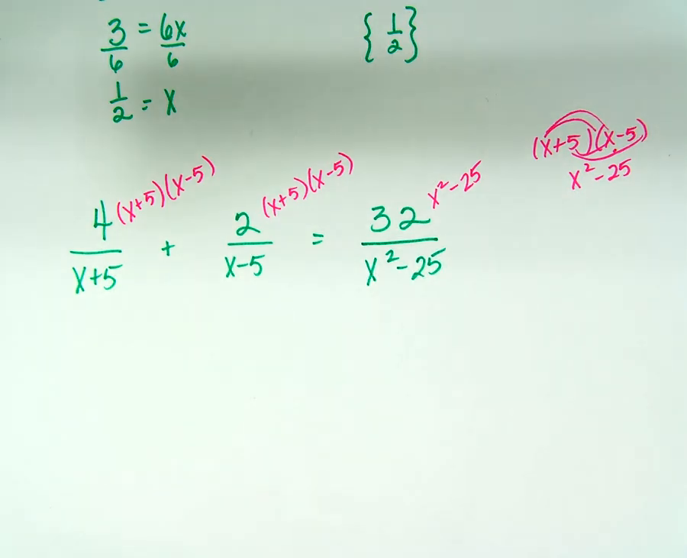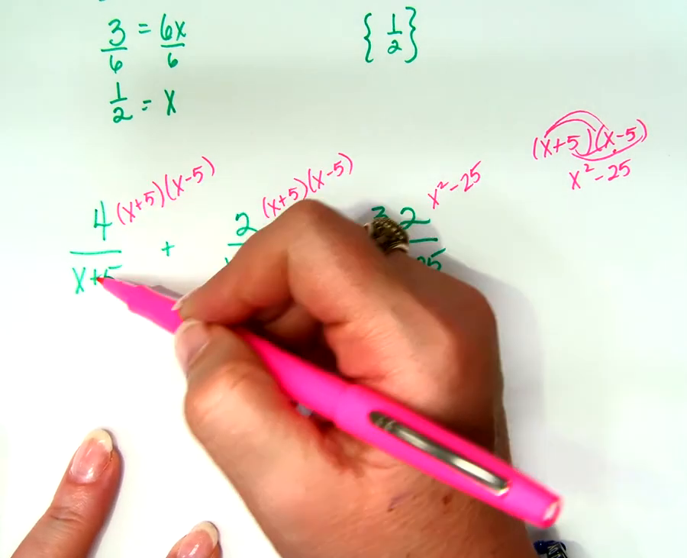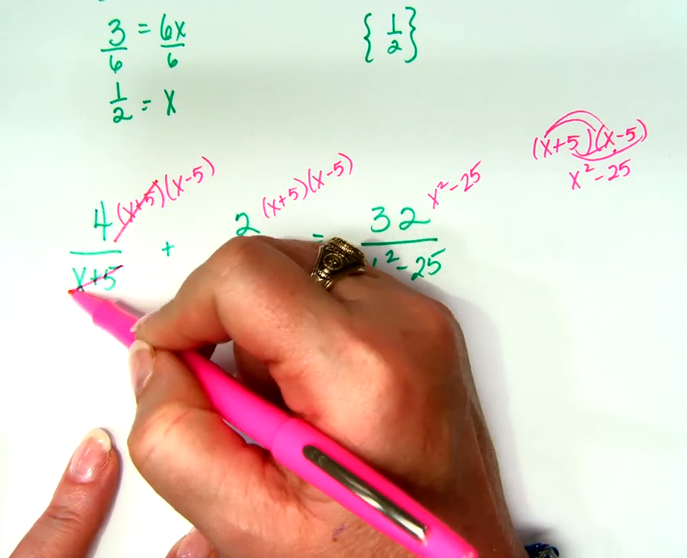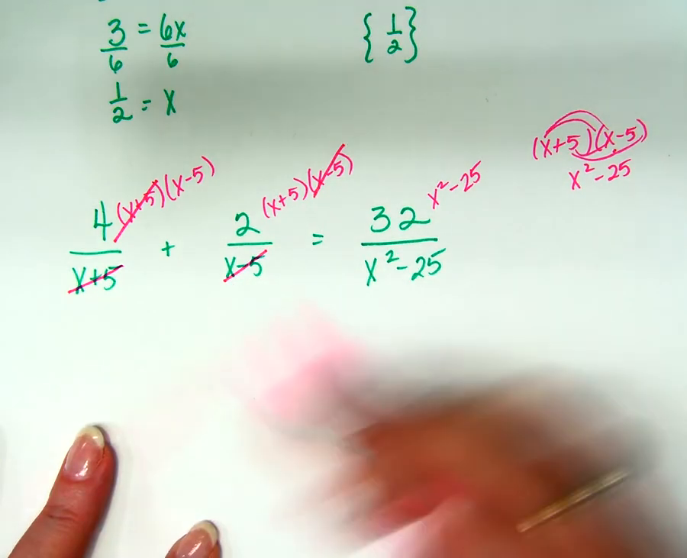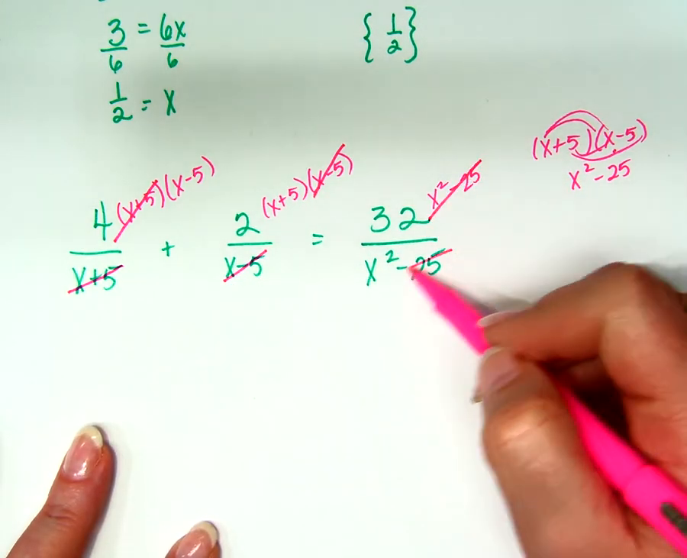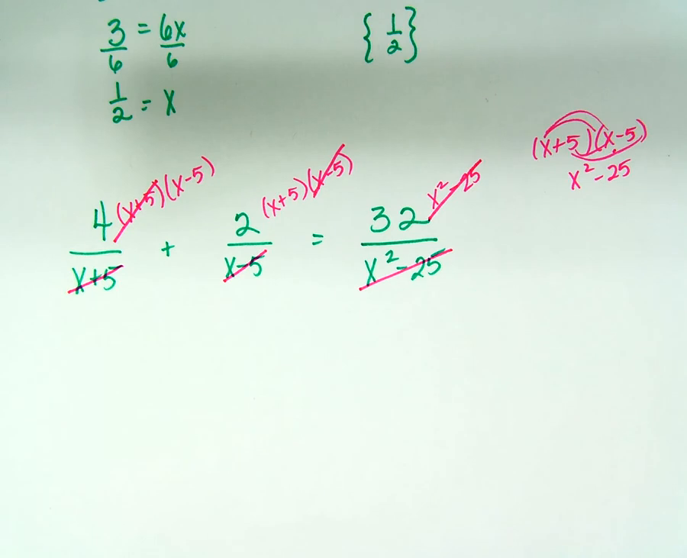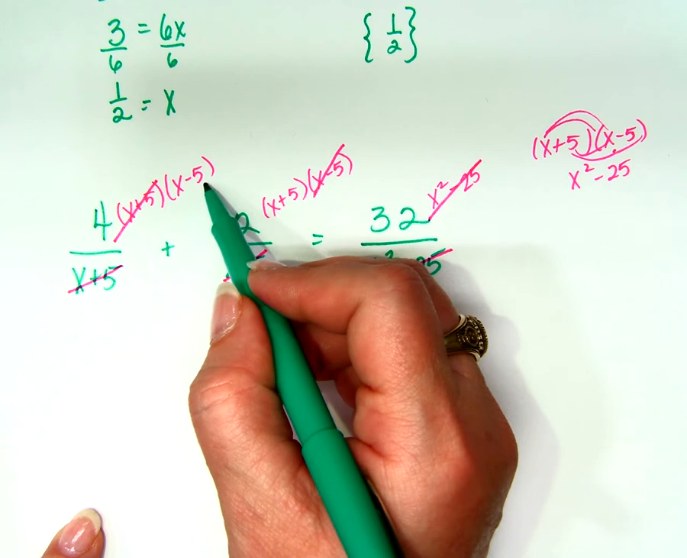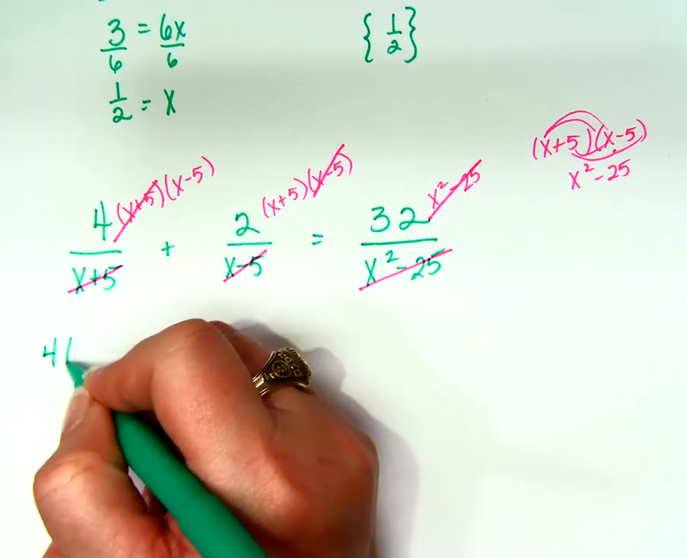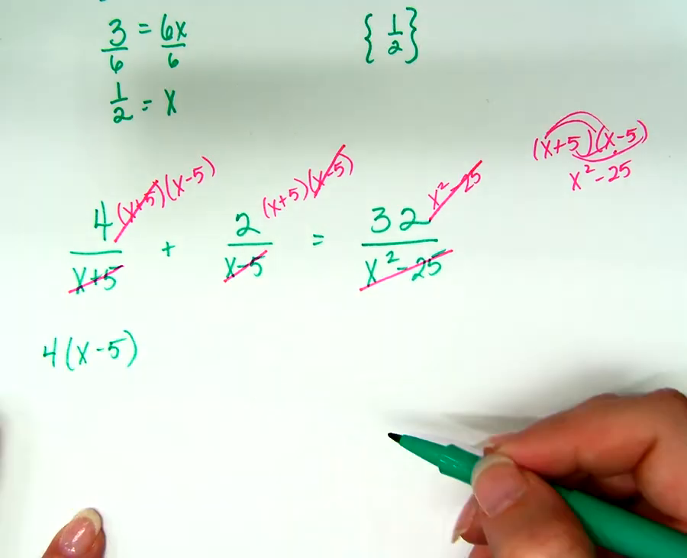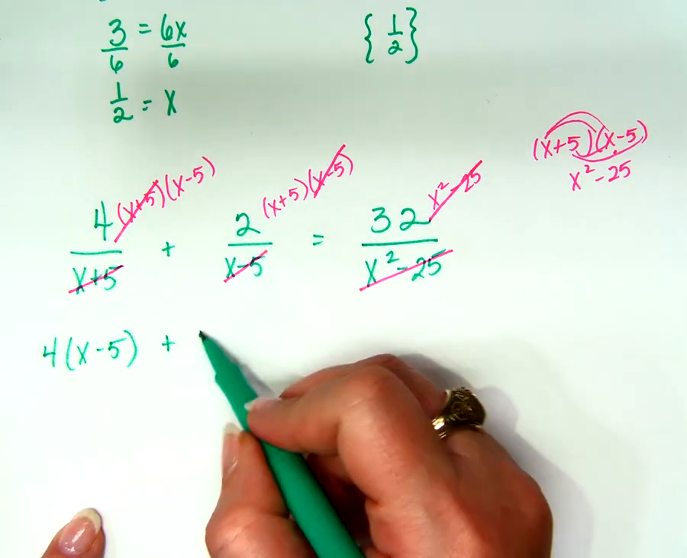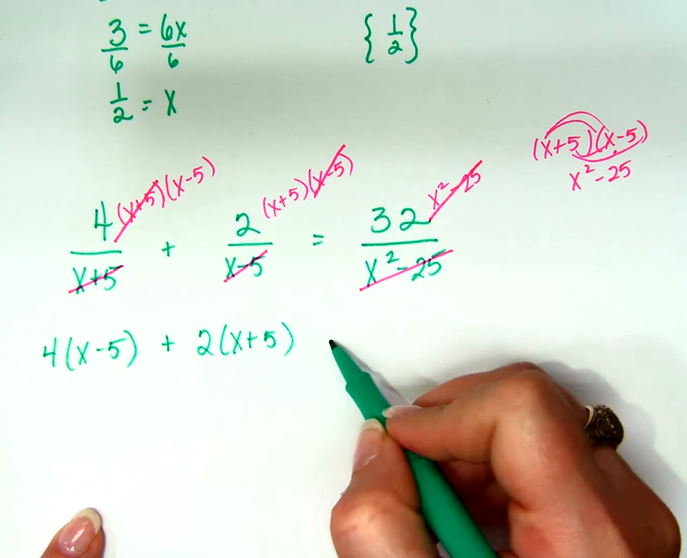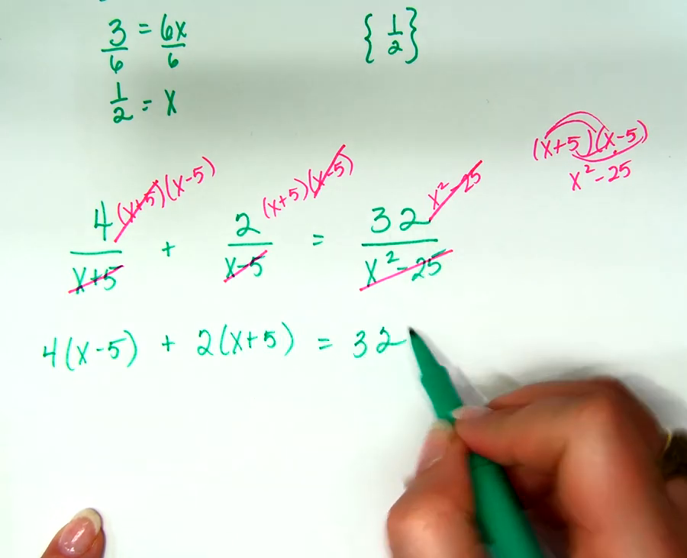So now when I go to simplify to be able to solve this equation, I notice that x plus 5 and x plus 5 simplifies. I notice that x minus 5 and x minus 5 simplifies. And I notice that x squared minus 25 and x squared minus 25 simplifies. So what I end up with is the first term is 4 times x minus 5. You don't have to write down this step, but I'm going to write it down so I don't lose anybody. And then I have 2 times x plus 5. And then I just have 32 for this term.